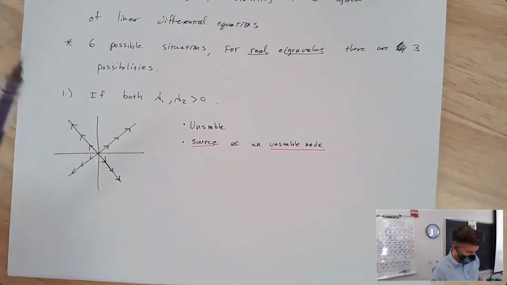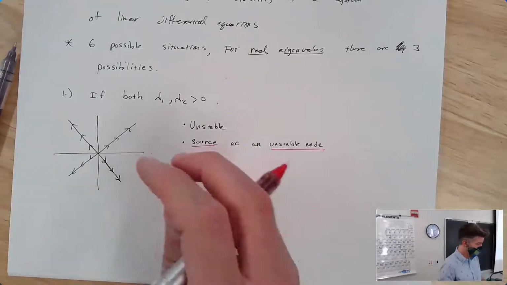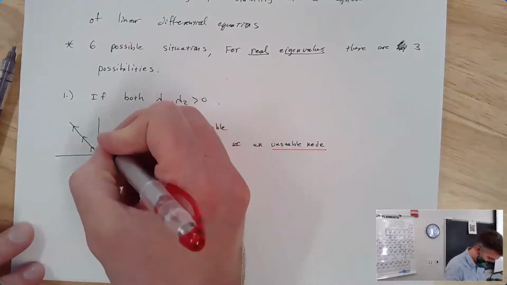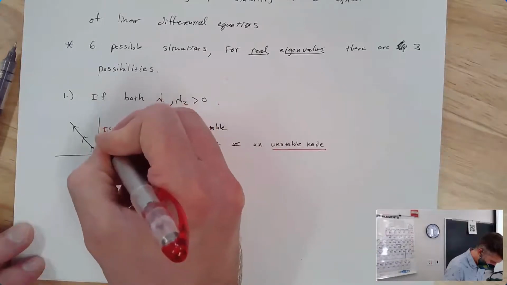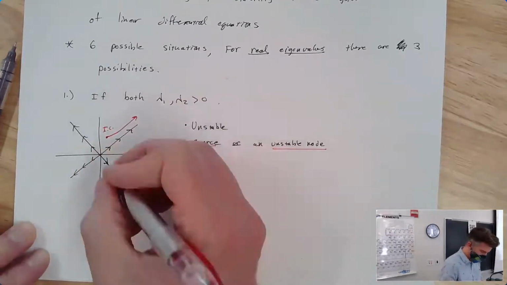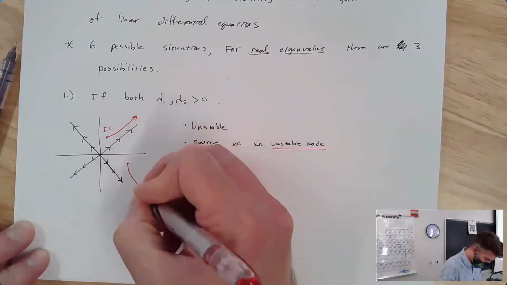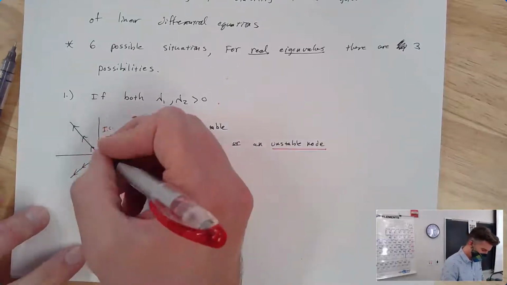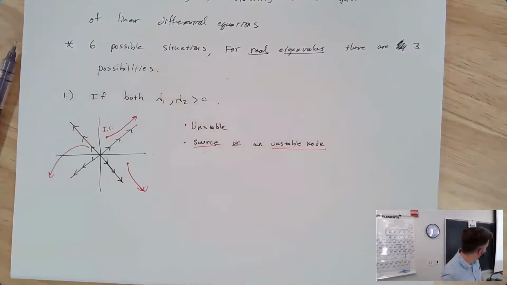What this ends up looking like is, if you start here at this initial condition, you end up going that way. Or if you start here at this initial condition, you end up going that way. And wherever you start, you end up getting pushed away from the origin. And you might have things that look more like that. That could also happen. But you're always moving away from the origin.